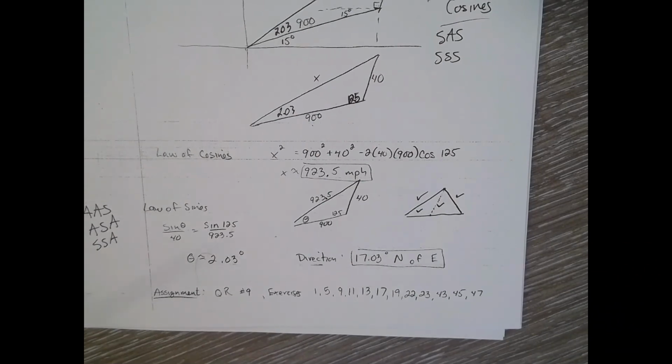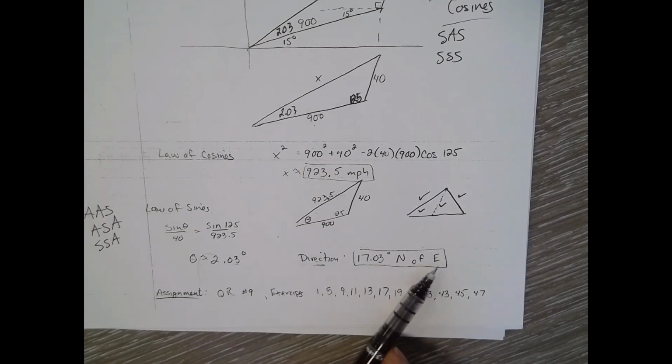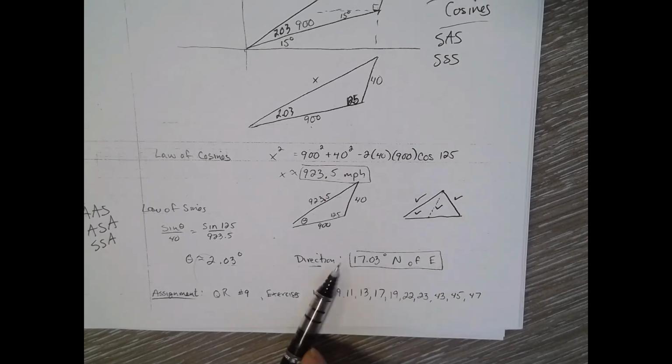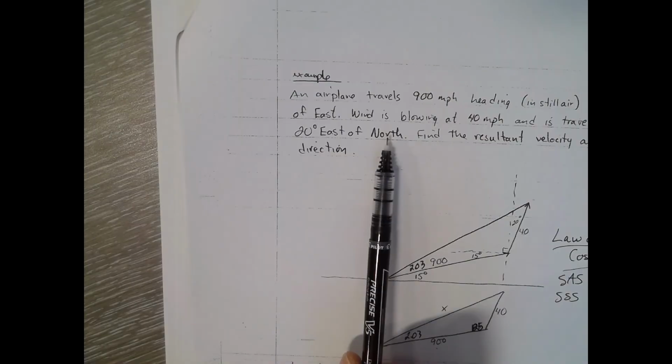Wait, so what's the difference between east of north and north of east? Good question. The first one is where you start. North of east means you started at east and you did 17 degrees north of that. East of north means you're going north, but it's actually 20 degrees east of it.